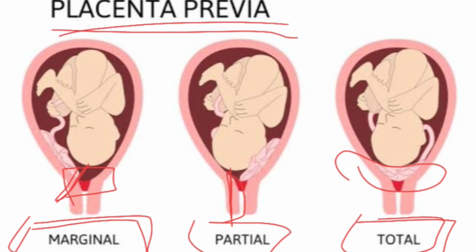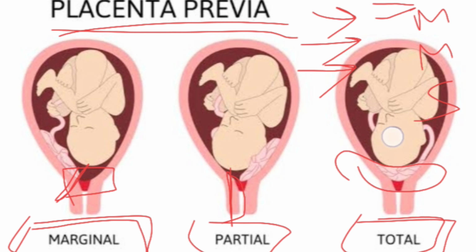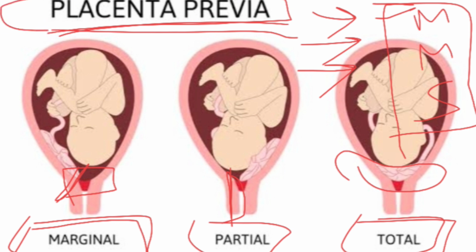In placenta abruptio, we have just 3 types, which are mild, moderate and severe. In mild, the placenta will be a little bit separated from the uterus. In moderate, a little more. In severe, almost the whole placenta has been separated from the uterus. Mild, moderate and severe are the 3 degrees that are seen in placenta abruptio. And in placenta previa, we have 3 degrees, that is marginal, partial and total.